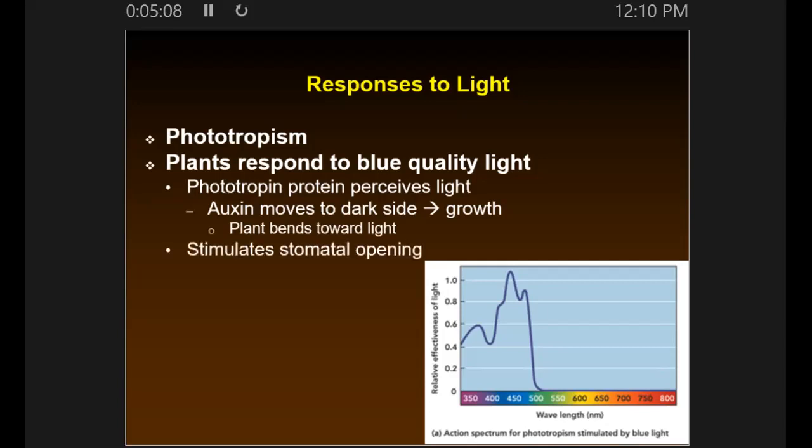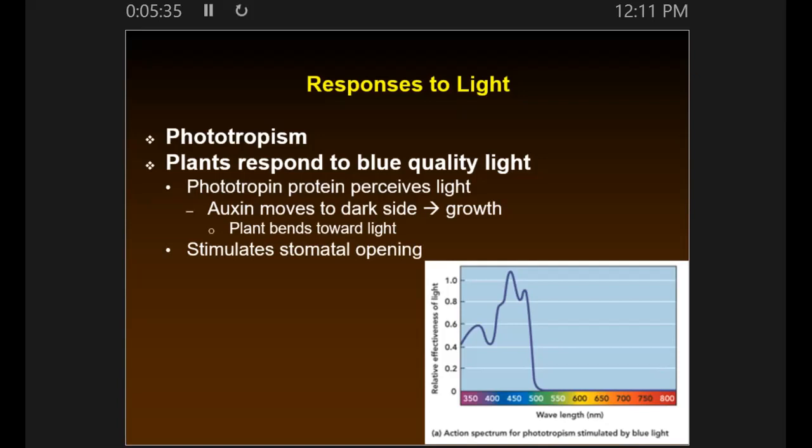Another thing that they figured out is that it's the blue quality of light that's actually helping to regulate the stomata, the guard cell movement, whether the guard cells should move away from each other and reveal the pore, or whether they should shut down over the pore. And so they know it's the blue light that's really responsible for the plant to be able to perceive what to do and how to regulate it.